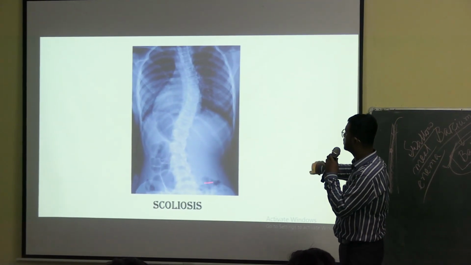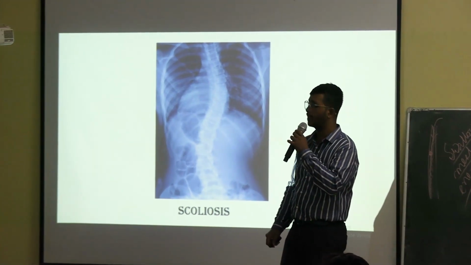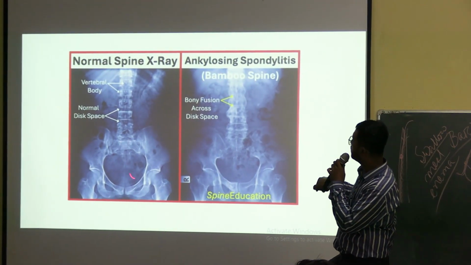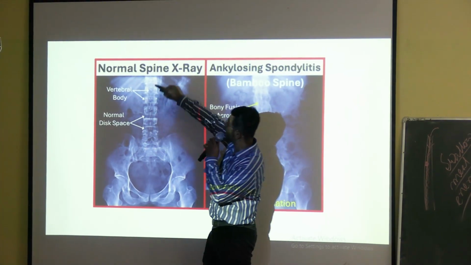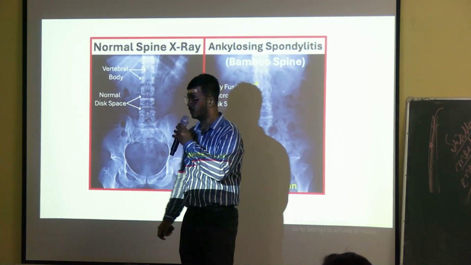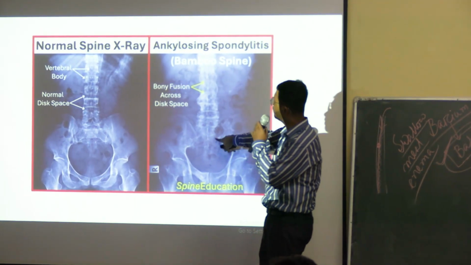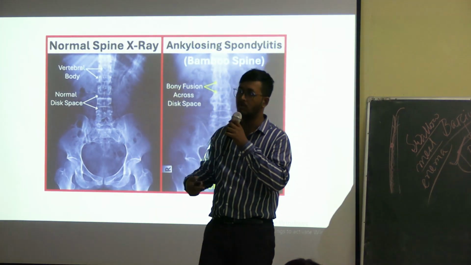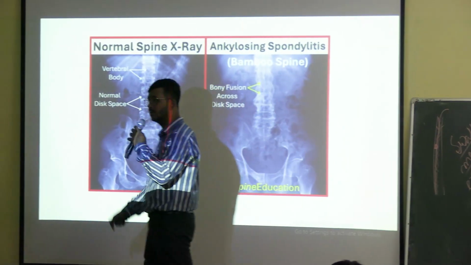This is a picture of scoliosis. Scoliosis, you know, the curvature of the spine. So this is a scoliosis picture. And this is a normal spine X-ray where you can appreciate the lumbar vertebrae, and this white structure, these are your spinous processes. When this whole thing gets fused, it becomes a bamboo spine, which is a characteristic feature of ankylosing spondylitis. The person will have a lot of pain in the back in the morning, but as the day passes, the pain will resolve.